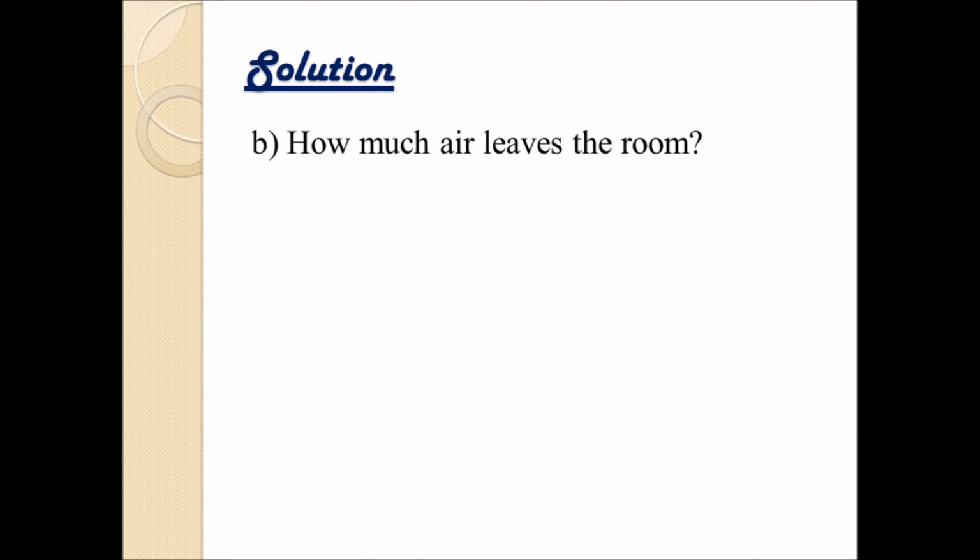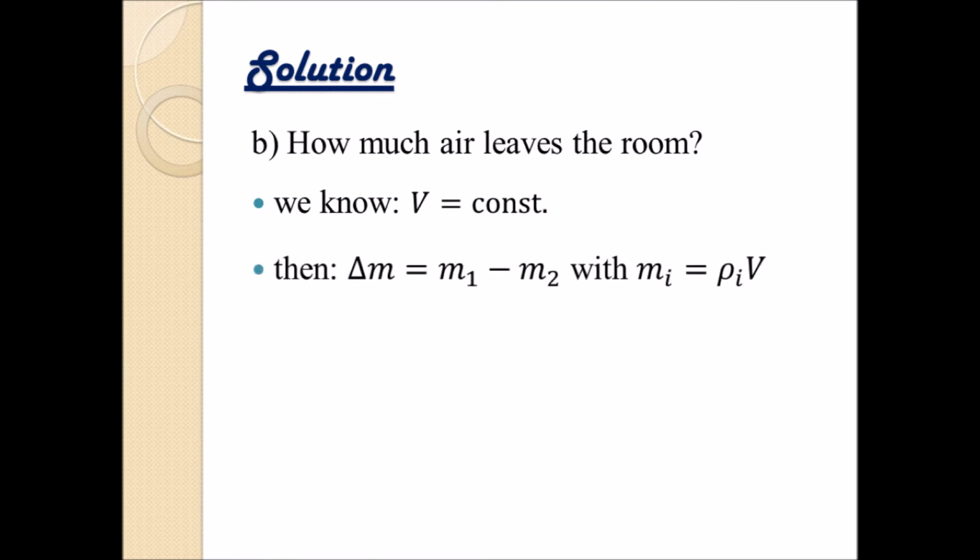What we know is that in addition to a constant pressure, the volume of the room is of course constant. The walls are not moving. So delta M is basically just the mass M1 that we had initially in the cold room minus the mass M2 of the air in the slightly warmer room. And we know that in general, the mass M_i equals ρ_i, the respective density, multiplied with the volume. And since our volume is constant, it's just V.